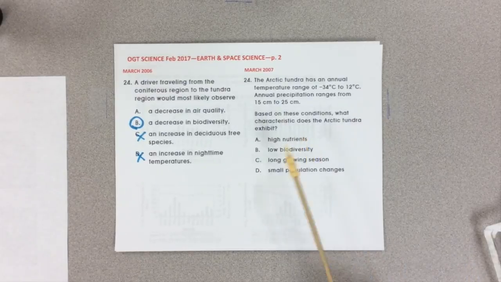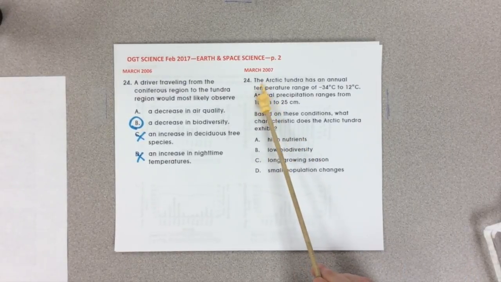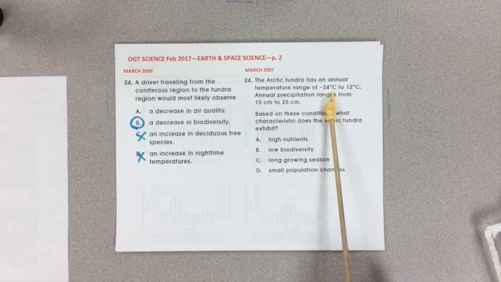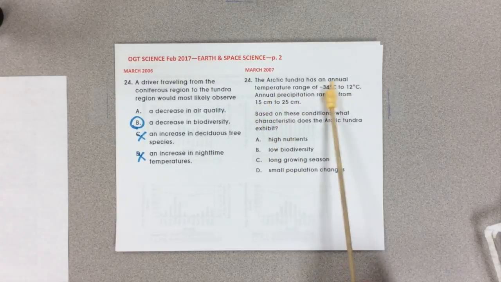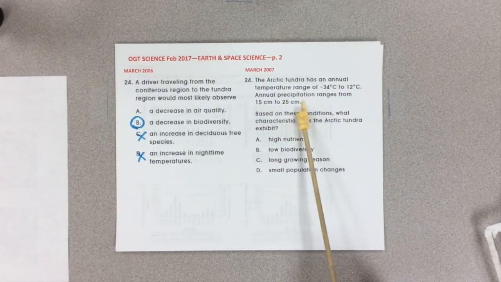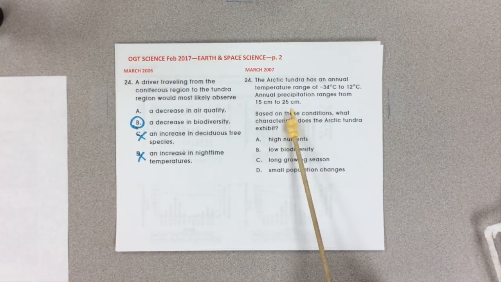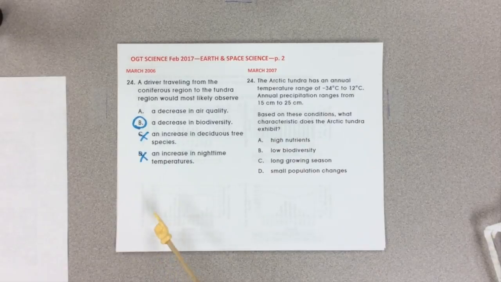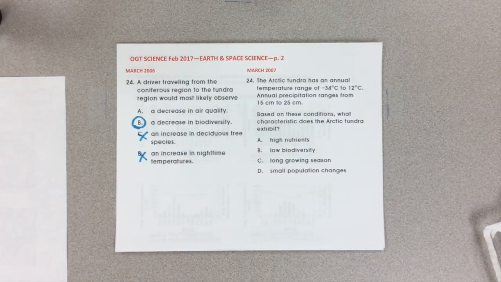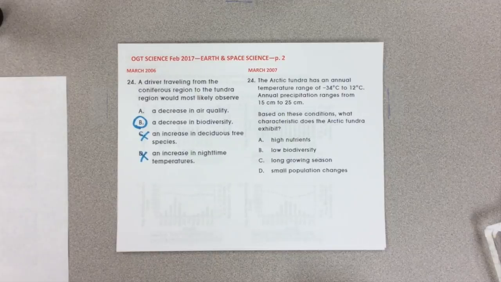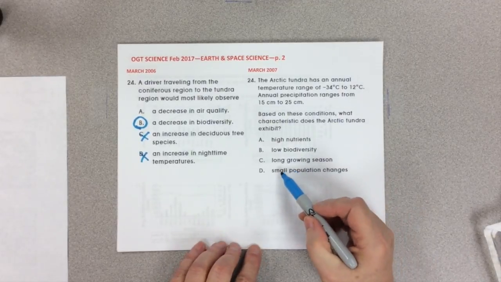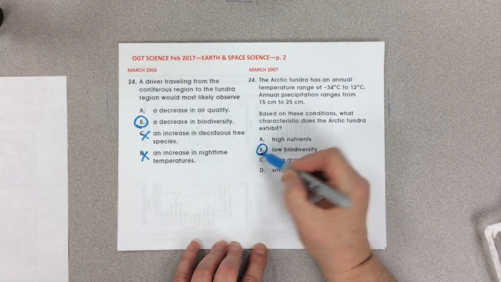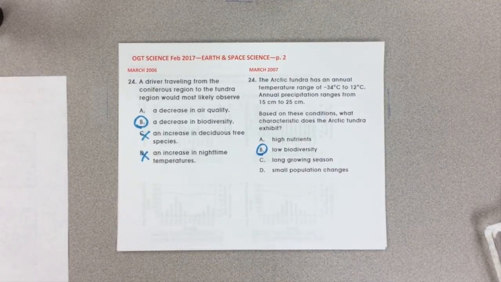And next, if we look at question 24, here we go. This is, of course, the Arctic tundra. It has an annual temperature range of negative 34 degrees C to 12 degrees C. That's a temperature range. The annual precipitation ranges from about 15 centimeters to 25 centimeters of rain. Based on these conditions, what characteristic does the Arctic tundra exhibit? Again, it's pretty much the same question. It's very cold, so it can't have a long growing season. The most important aspect of that, again, is the low biodiversity.